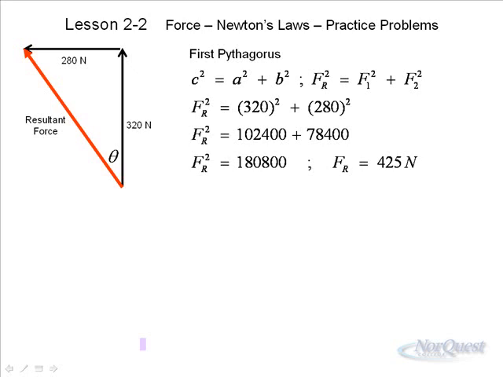And so we end up with 180,800 as our FR squared, and of course the resultant force ends up being equal to only 425 newtons, which is a far cry from the 600 that you would get if you added these two in a linear way.